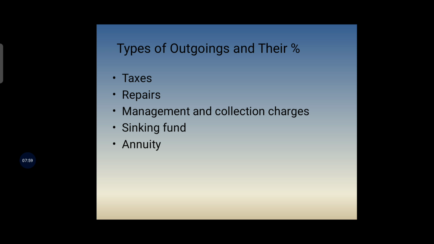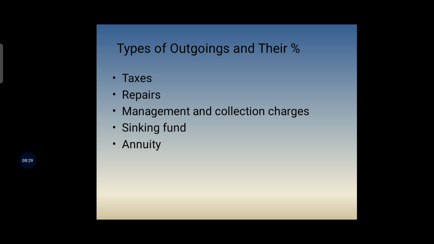Now the next one is types of outgoings and their percentage. There are various types of outgoings. The first one is taxes, then repairs, then management and collection charges, sinking fund, and annuity. Taxes include municipal tax, property tax, wealth tax, etc., which are to be paid by the owner of the property annually.